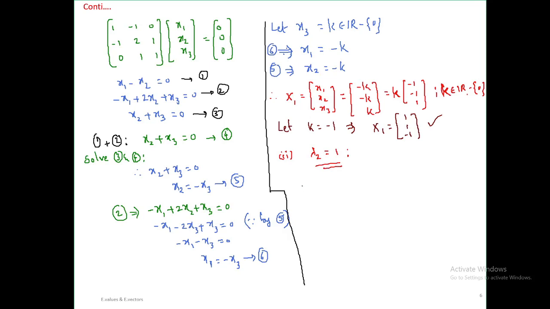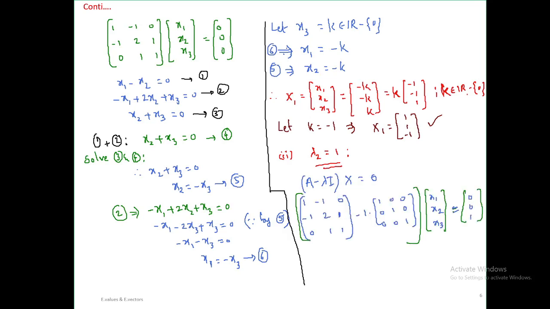Now let us compare again, same story. A minus lambda into I into x equal to null matrix. So 0, 0, 0. Now let's simplify this. What will you get?